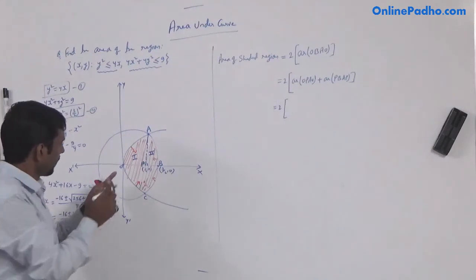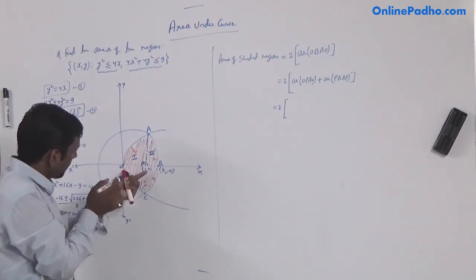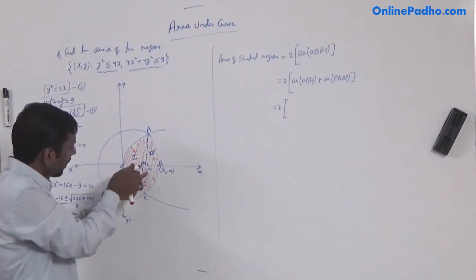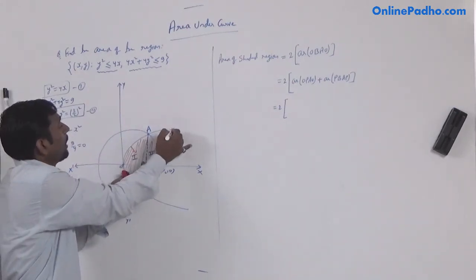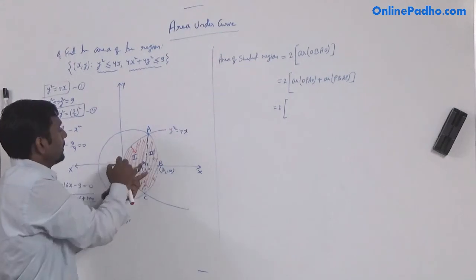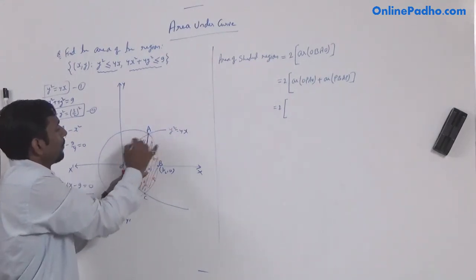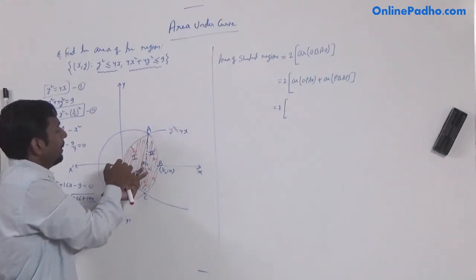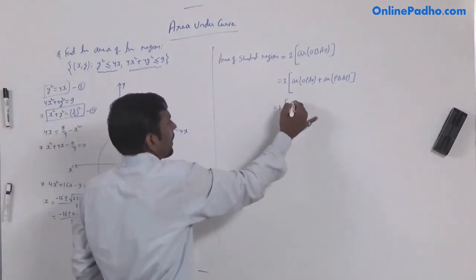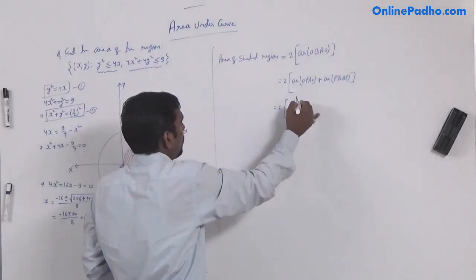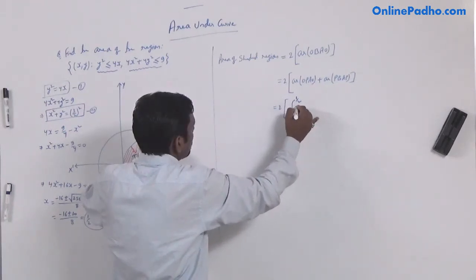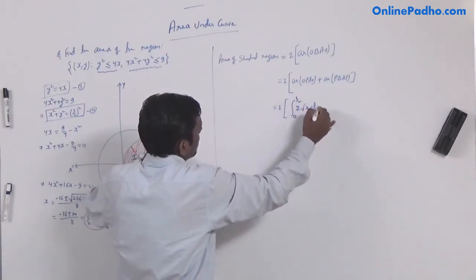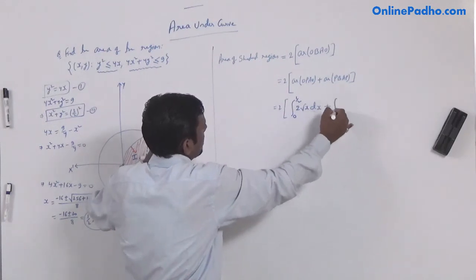So first, what is the lower limit and upper limit of OPAO? 0 to 1/2, and the curve is y square equal to 4x. This is the curve. We have to find the area under this curve from 0 to 1/2. So we can write the integration from 0 to 1/2, and y in terms of x can be written as 2 root x dx, plus integration of.